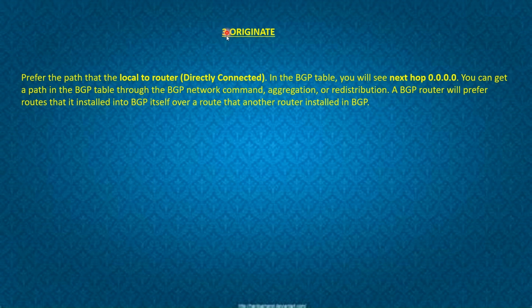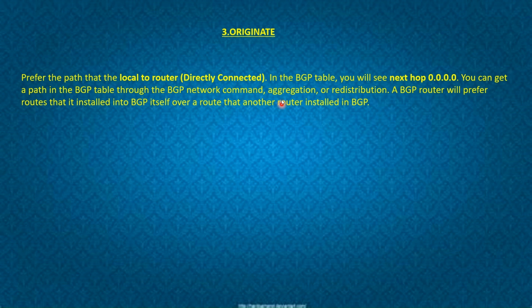Then the third attribute is the origin. Prefer the path that is local to the router, directly connected. In the BGP table, you will see the next hop 0.0.0.0. You can get the path in the BGP table through the BGP network command, aggregation, or redistribution. A BGP router will prefer the route that is installed into BGP by itself over the route that another router installed in BGP.